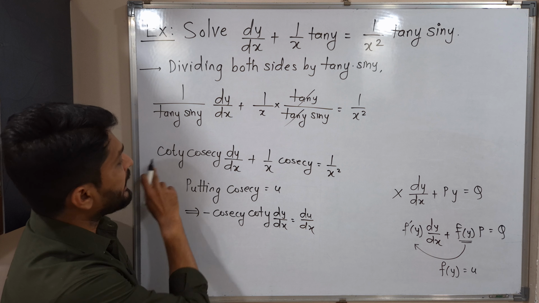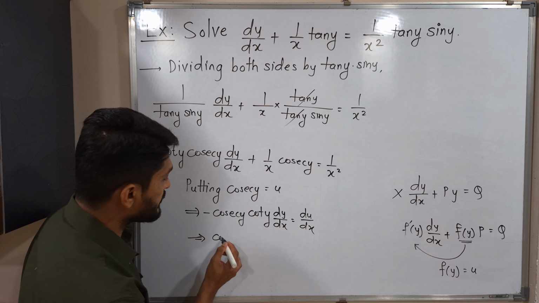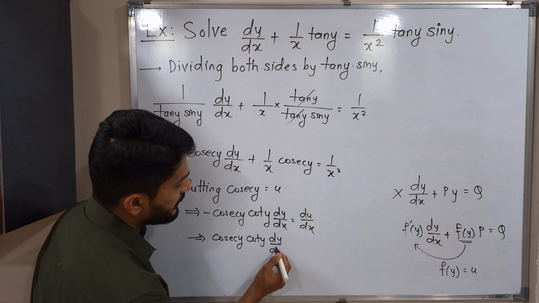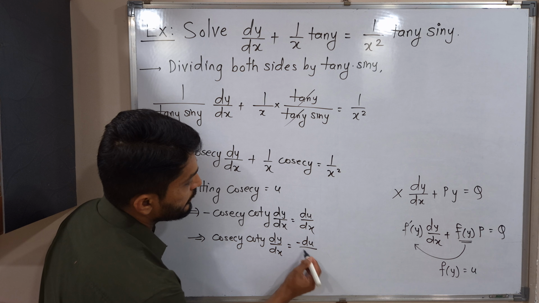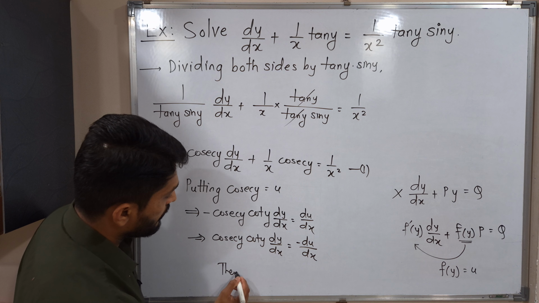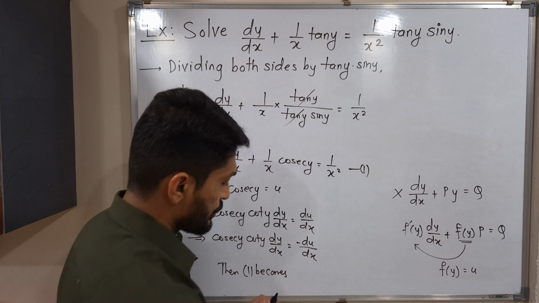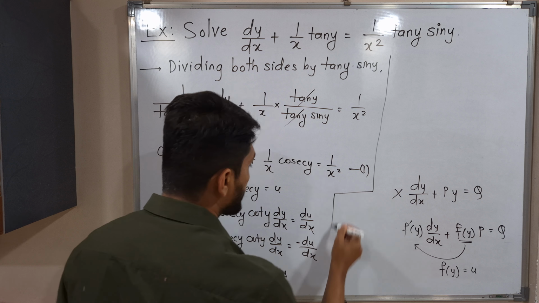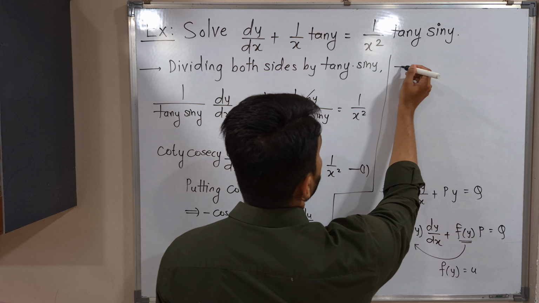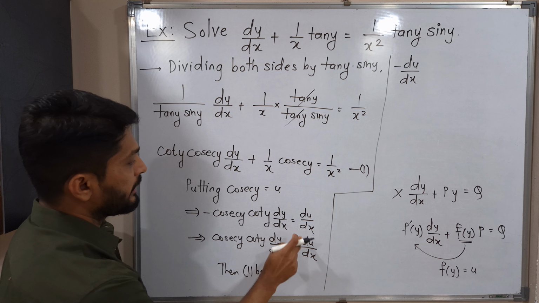But see, we don't have a minus sign here, so let us shift this minus sign to that side. I will multiply both sides by minus 1. So we will get this one, cosec y cot y dy by dx is equal to minus du by dx. Let us call it equation number 1. Then equation 1 becomes, let us see what will happen. This one will be replaced by minus du by dx. So the entire term will be replaced by minus du by dx.